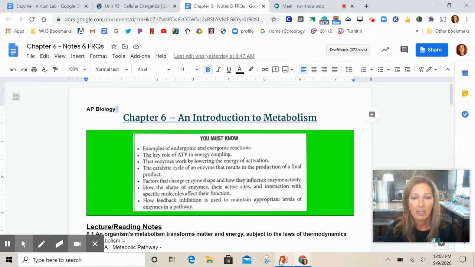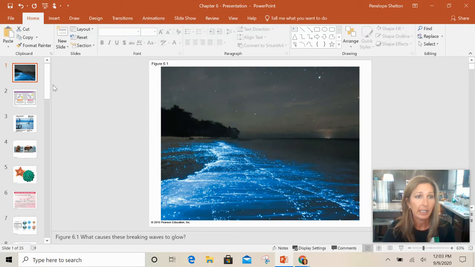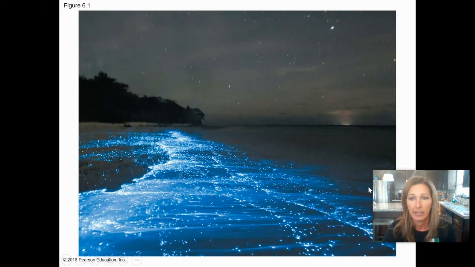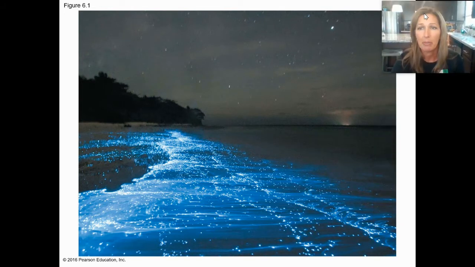So from the presentation, let's take a look here. First and foremost, what we need to make sure that we are understanding is what we mean by metabolism. With metabolism, what we're really talking about is energy exchange in living things. That energy exchange can be an energy release or an energy usage. What we're seeing here in this bioluminescence in the water is living things releasing energy in the form of light, so in photons.